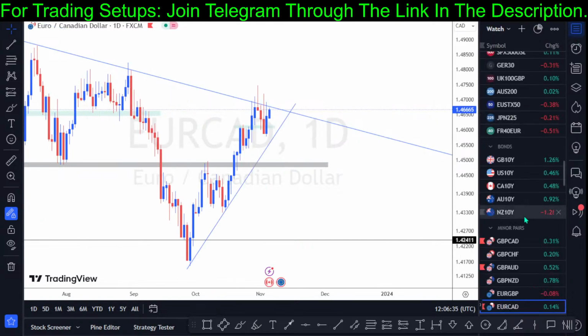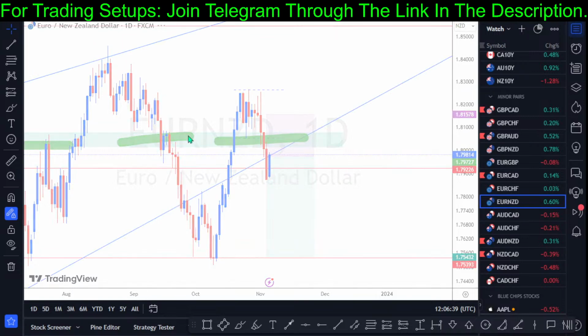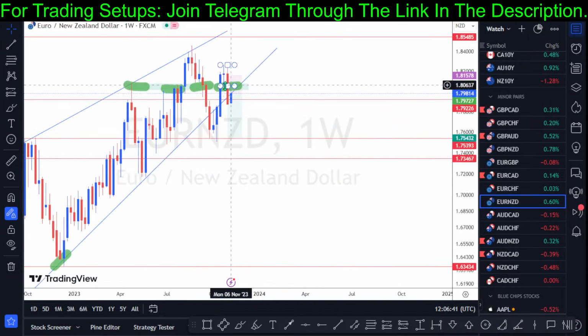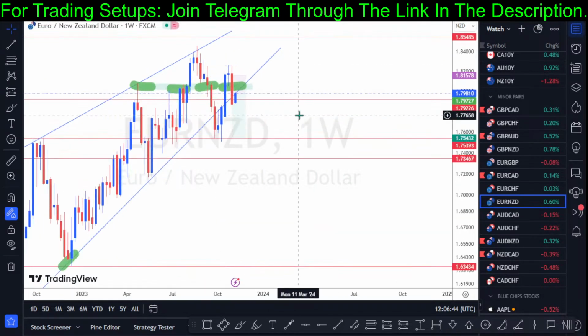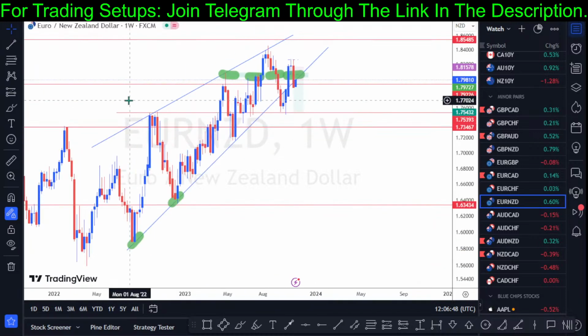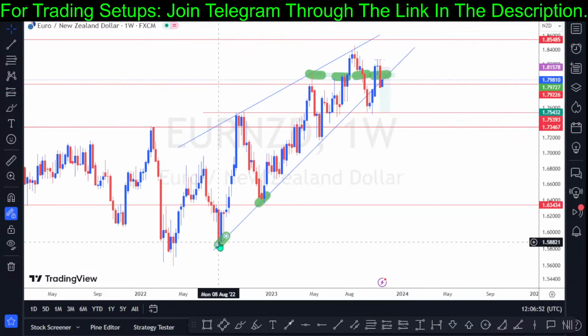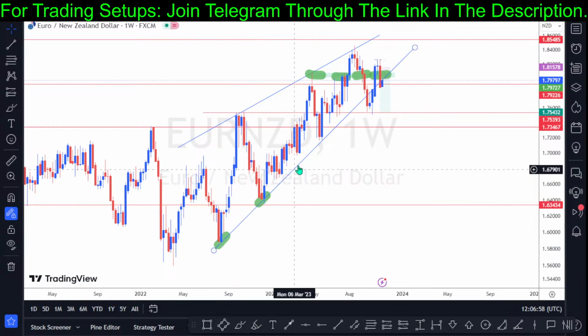Based on euro pair against the New Zealand, what I see right here on the weekly chart, I told you guys, I said we should look out for a pullback. And currently we are having a pullback based on the bearish candlestick we had last week. We can see the rising trend line right from the swing low on the 8th of August 2022, which made this trend line a major dynamic support trend line.